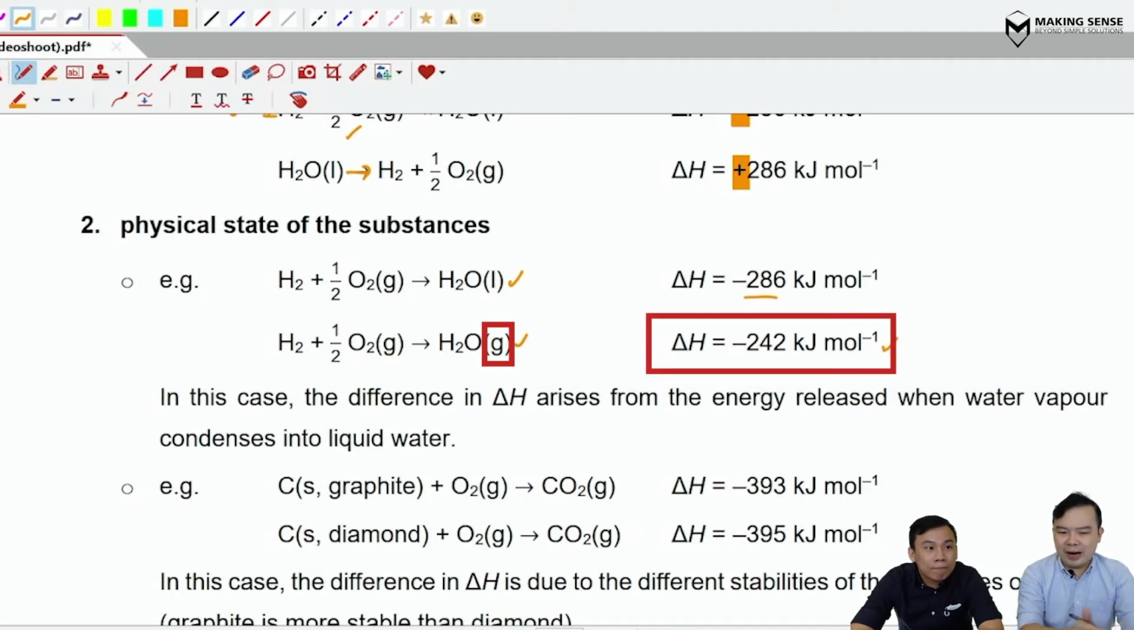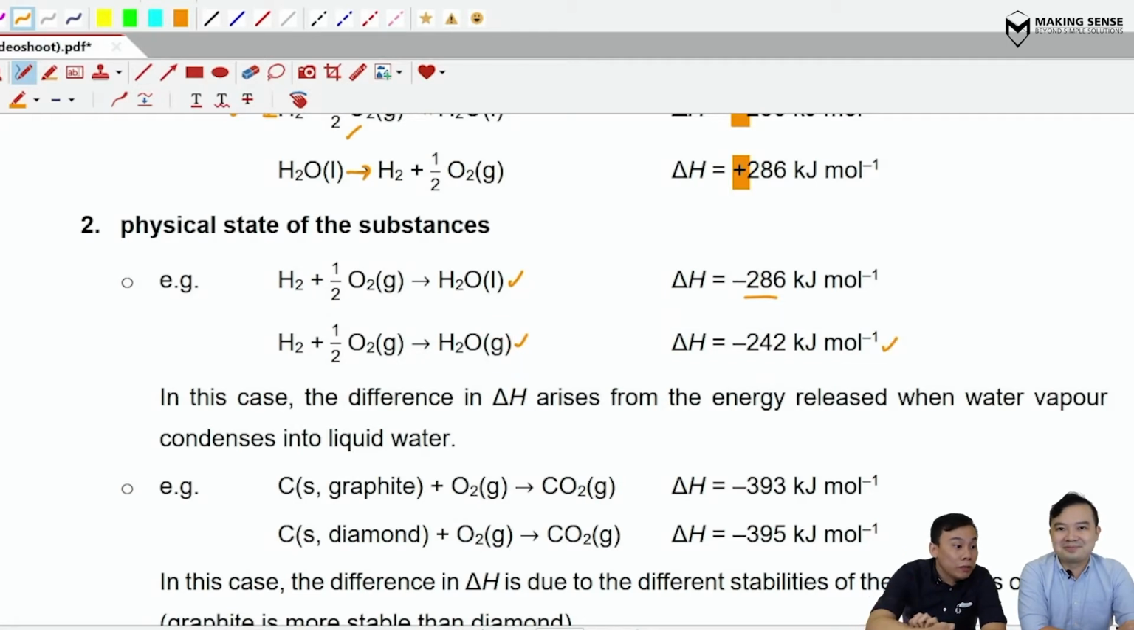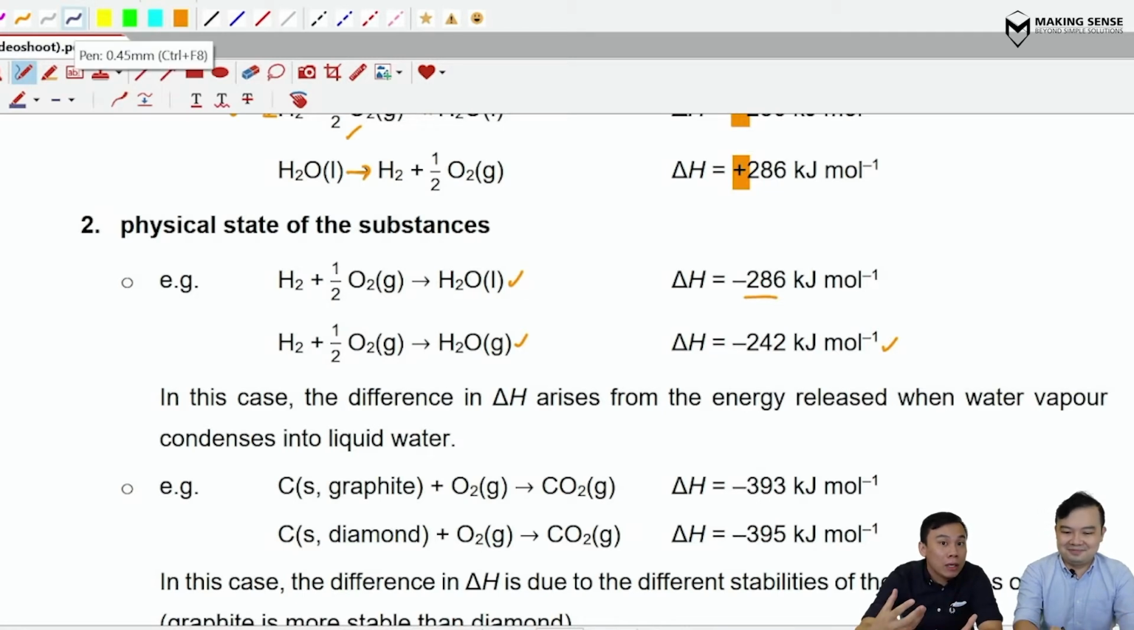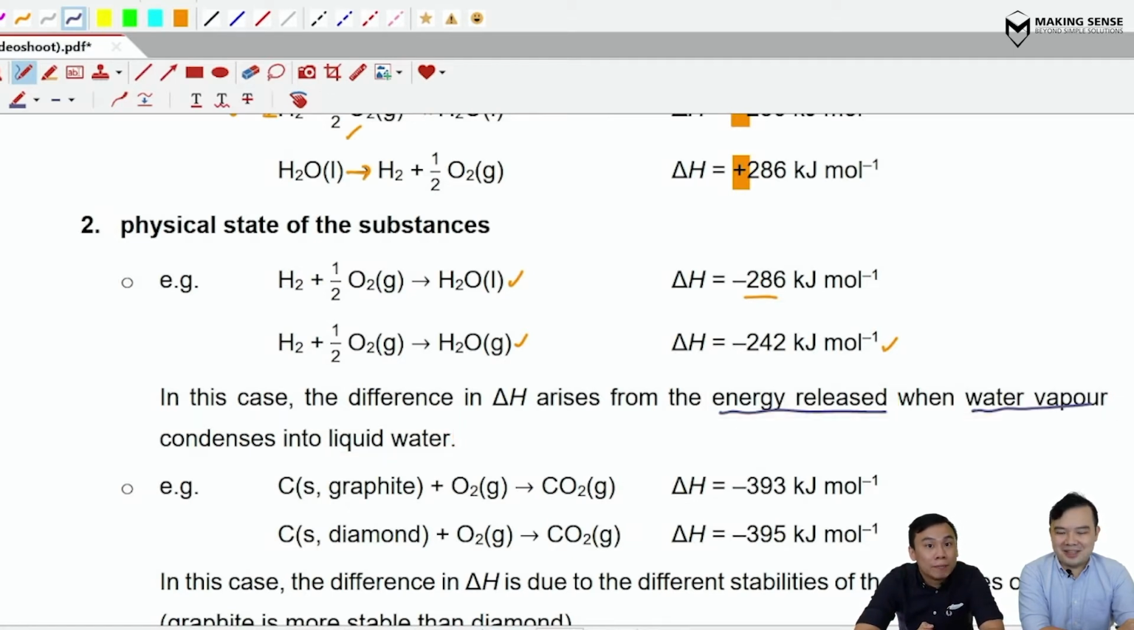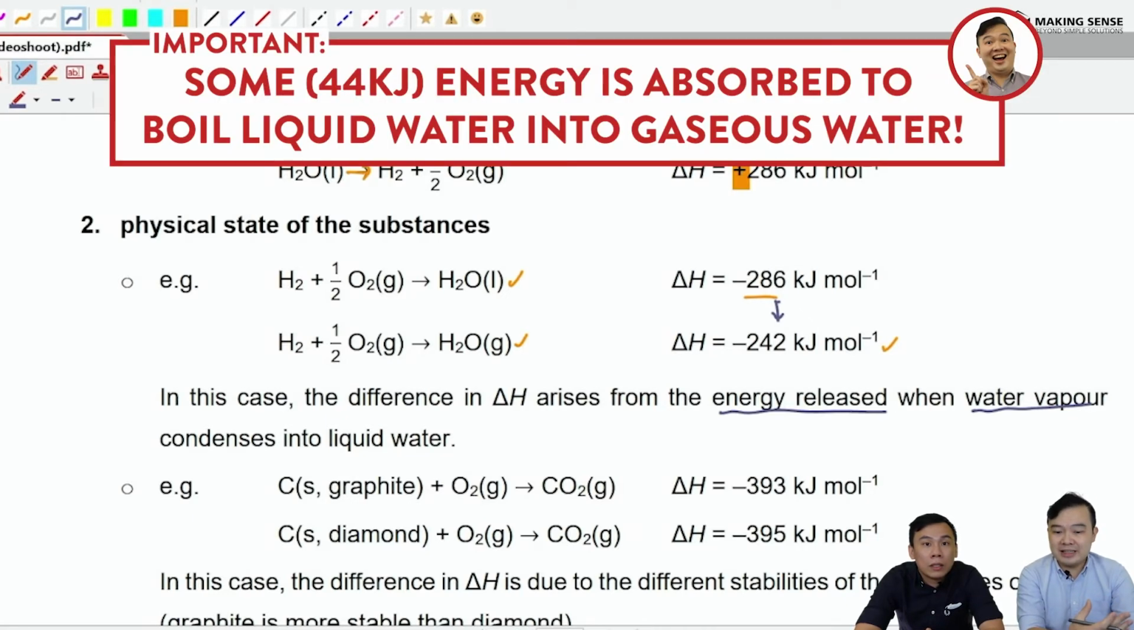Mr. Yap, can you remind me why is there a switch over here when you change the state? So when you change from liquid to gas, you are going to use energy to vaporize the liquid. So some energy has to be used up to convert the liquid into gas. So that's why when you change from water to gas, the enthalpy change actually becomes less exothermic. That's right. So the difference in this energy over here would represent the energy that you need to turn from the liquid into the gaseous state.